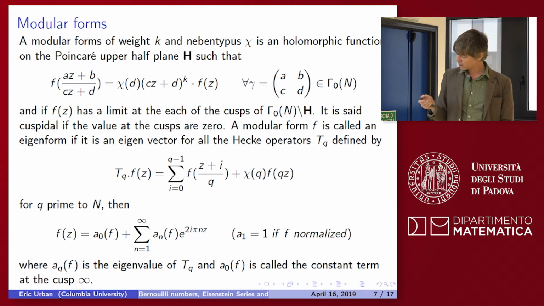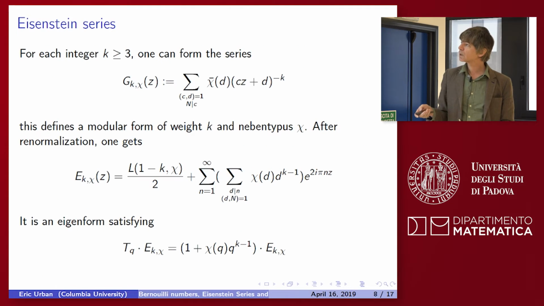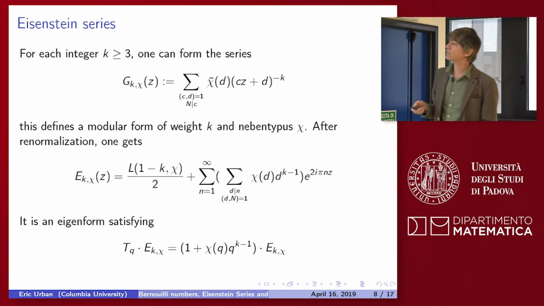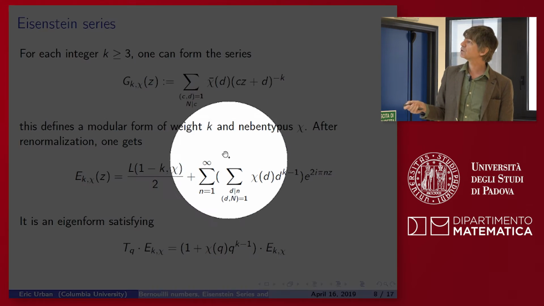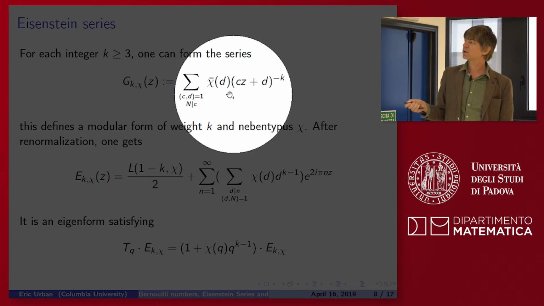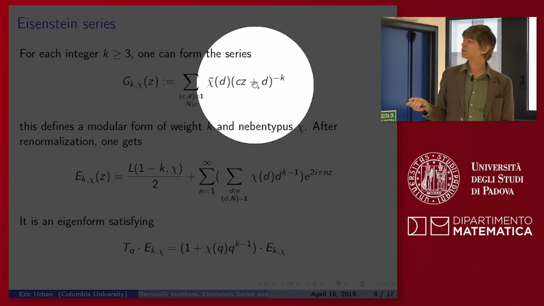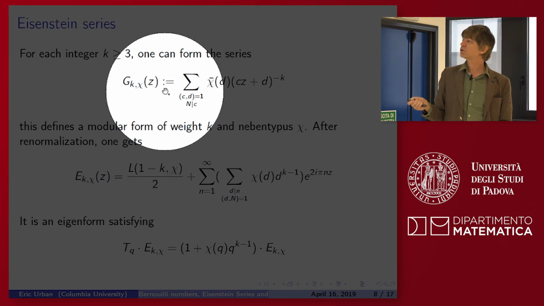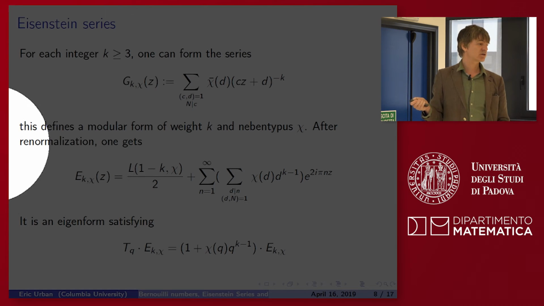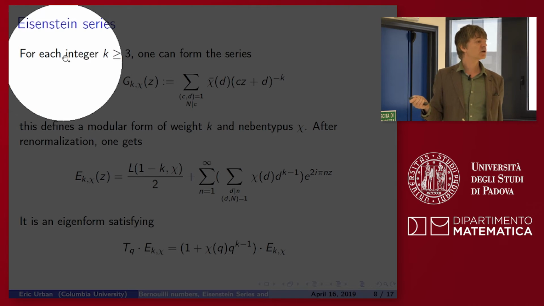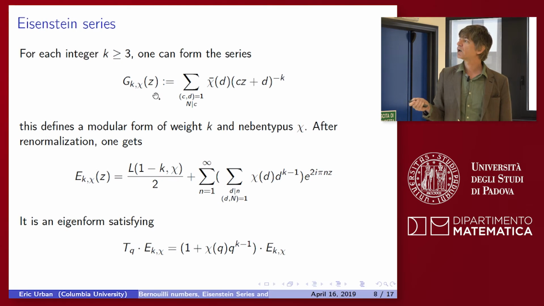So this is what modular forms are. Eisenstein series are a special case of modular forms. If you take an integer k greater or equal to 3, you can form this series here, and you can check that it is convergent. And from its definition, you see that this function has to satisfy this transformation, has to be invariant by this transformation I defined before. And that's probably the easiest way to construct a modular form.